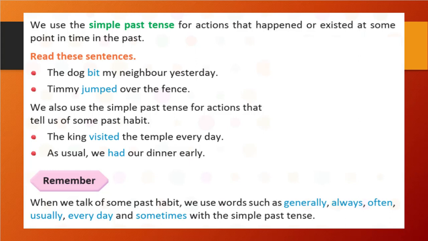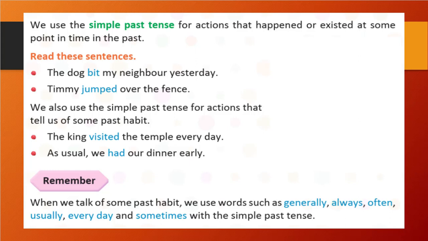The king visited the temple every day. As usual, we had our dinner early. You see in the first sentence, the king used to go daily to visit the temple, right? The king used to visit the temple every day. So similarly, here you see visited, that means he used to visit daily. So visited, this is a daily habit and it is written in the past tense.